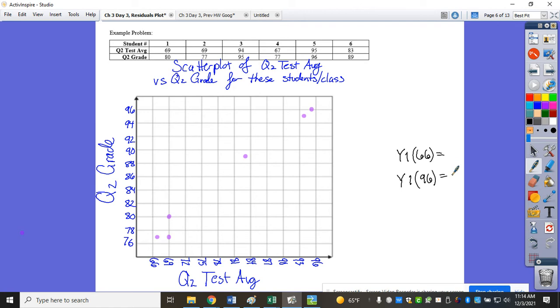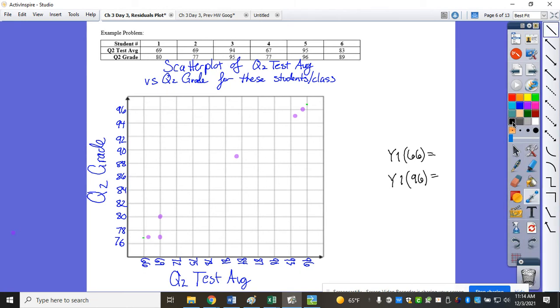Go back to function. So variables, Y variables, function, Y1, parentheses, type in 66. And what do you get? 76.5648. So at 66, 76.56, it's going to be about right here. That's where my line's going to start. And then if I plug in 96 instead, I get what? So about right here. So those are my endpoints now to use to make my line.